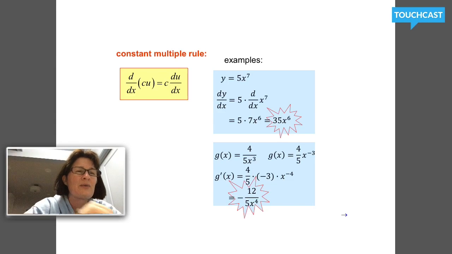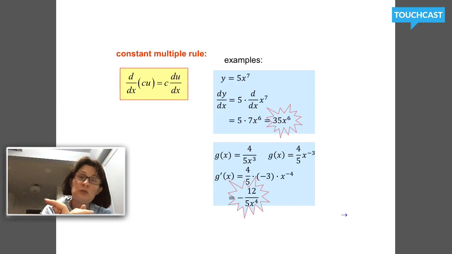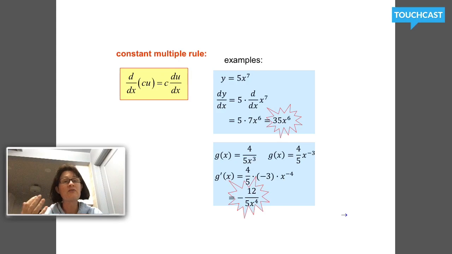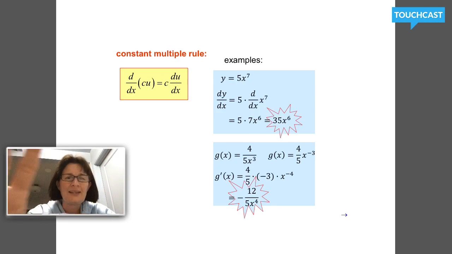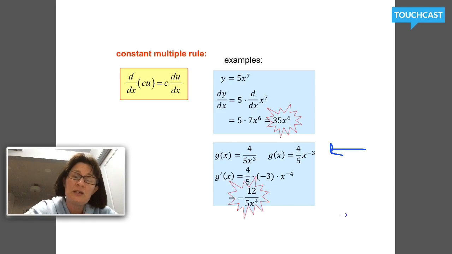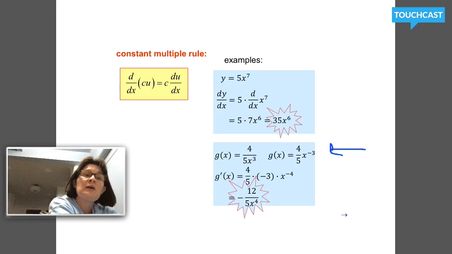Here's a little trickier one. If I want to take the derivative with respect to x of 4 divided by 5x cubed, I can use the power rule and this constant multiple rule as long as I can rewrite this function to look like some number times x raised to an exponent. So that takes a little manipulation here, but you can rethink of this function as 4/5 times 1 over x cubed, or 4/5 times x to the negative third. Once you arrive at this spot, we can use the constant multiple rule in conjunction with the power rule.